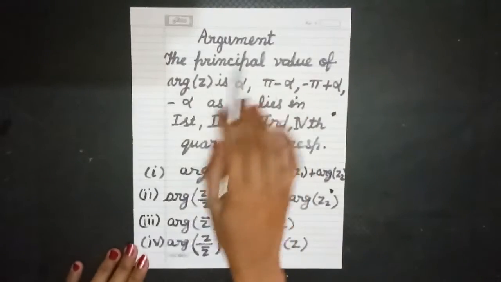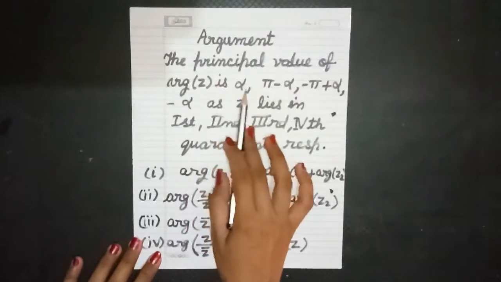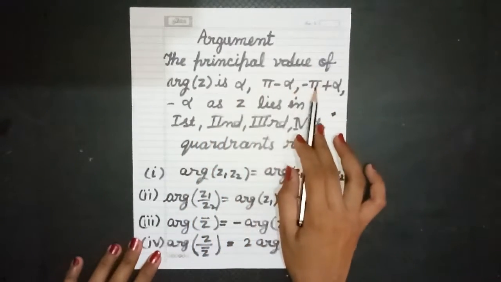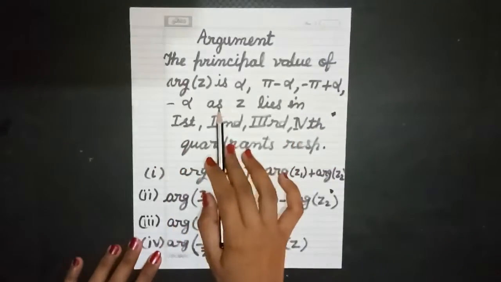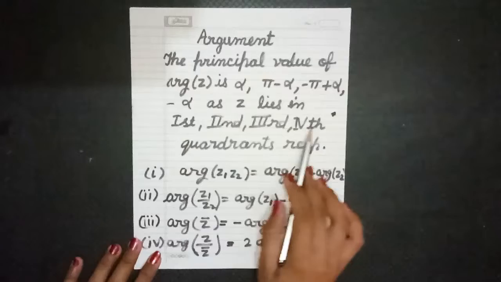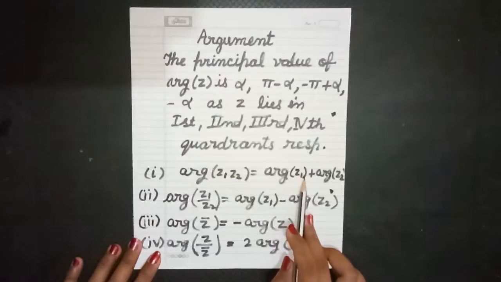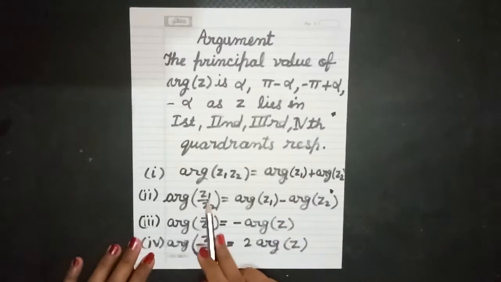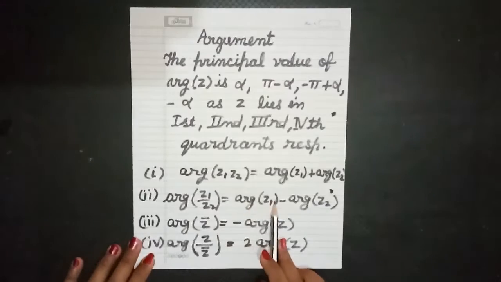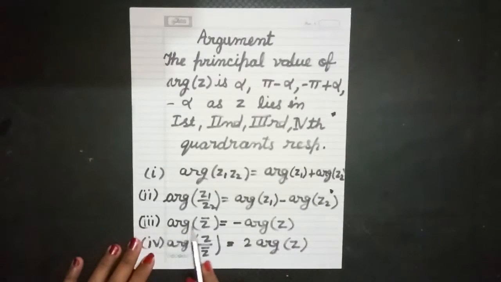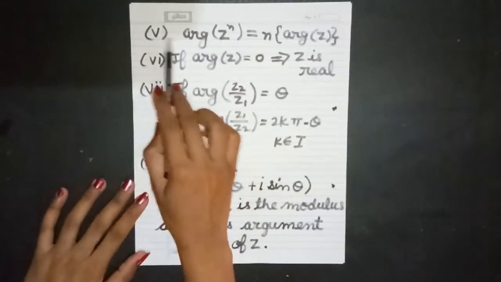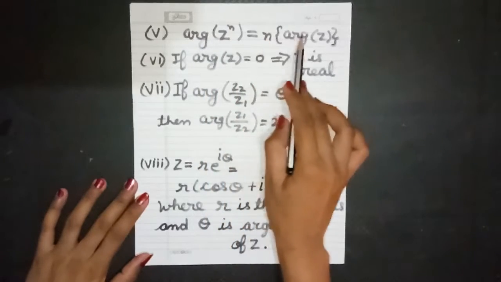Now argument. The principal value of argument z is alpha, pi minus alpha, minus pi plus alpha and minus alpha, as z lies in first, second, third and fourth quadrants respectively. First, argument z1 into z2 is equal to argument z1 plus argument z2. Second, argument z1 by z2 is equal to argument z1 minus argument z2. Third, argument of z conjugate is equal to minus of argument z. Fourth, argument z by z conjugate is equal to 2 times argument z.